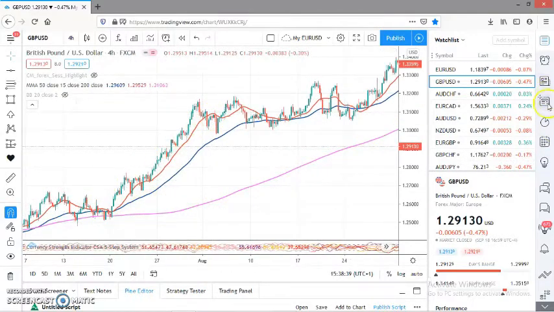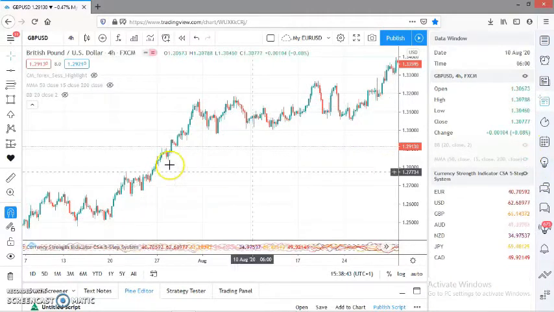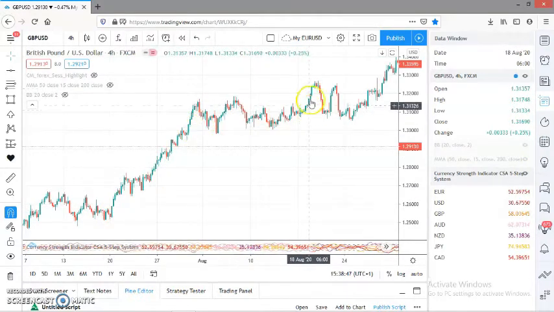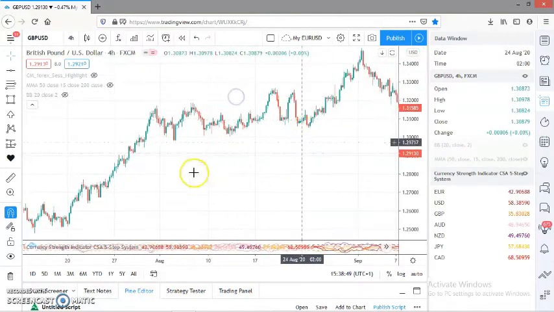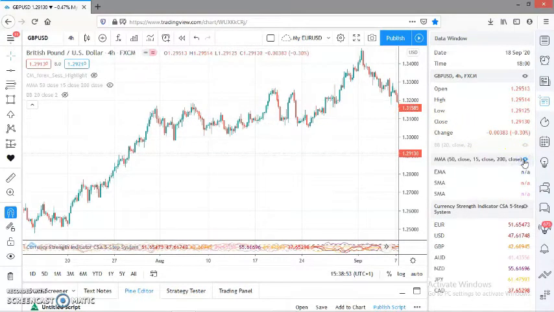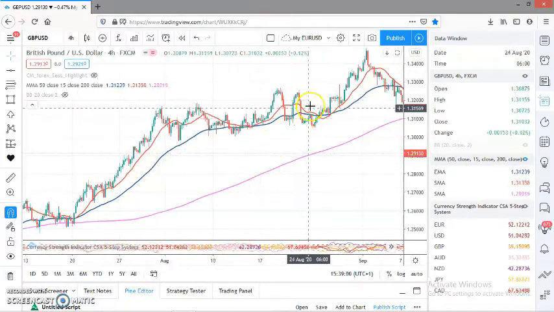Now imagine I don't have this. Imagine I don't have this. Now we can say market is in an uptrend. It's a little bit obvious that market is in an uptrend, but if you have something like this, it further confirms it to you that yes, market is definitely in an uptrend. So it's currently coming up.